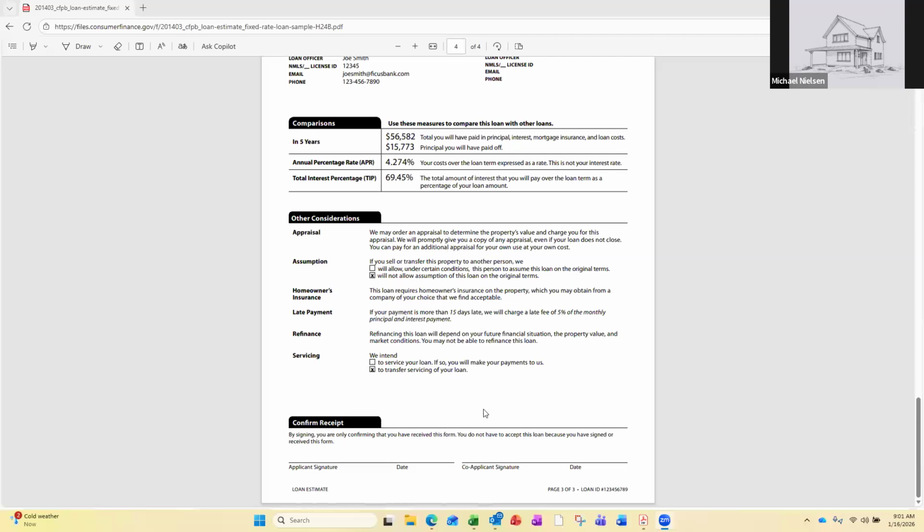And that's something I go over a lot with my clients too, is most things with lending, when you're signing, you're not really signing something that makes you obligated to something. You're just signing that you've acknowledged it. So that's the loan estimate, quick breakdown.